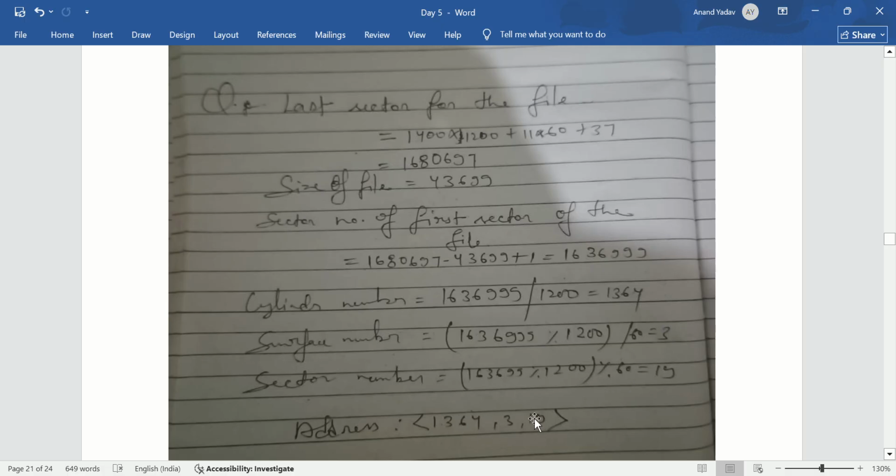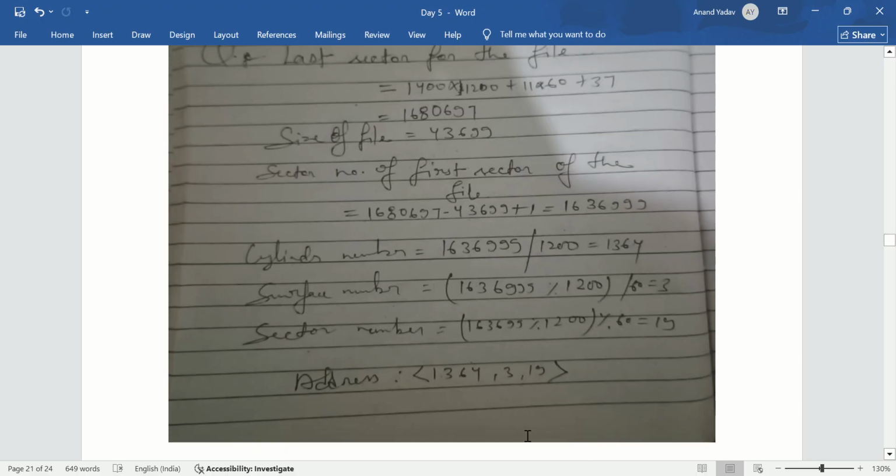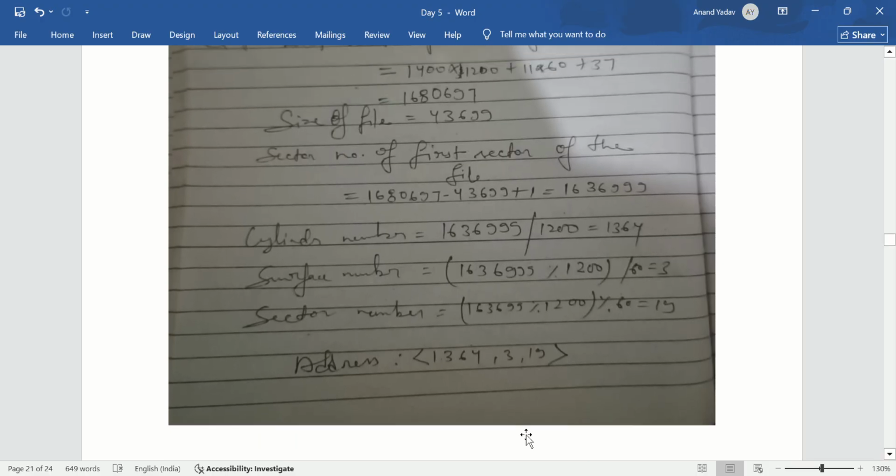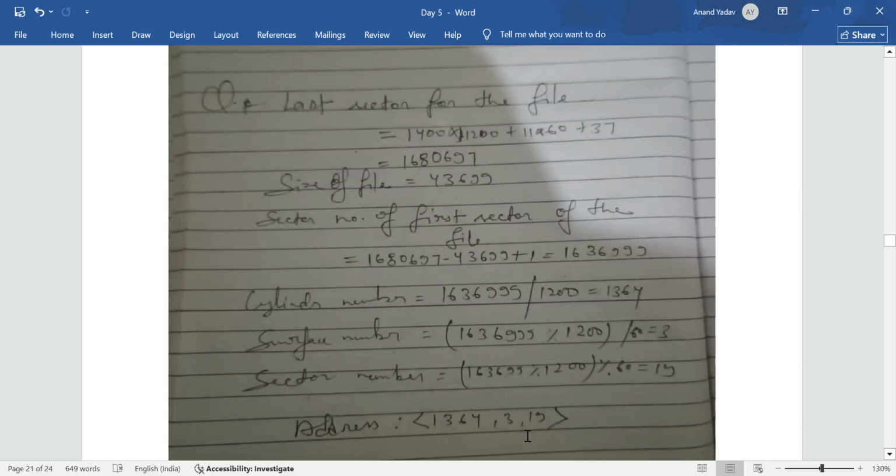I will get this address. This is the first address of the sector. So in this way I solve this question.